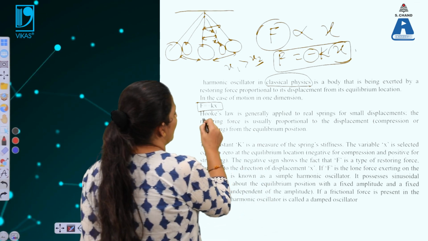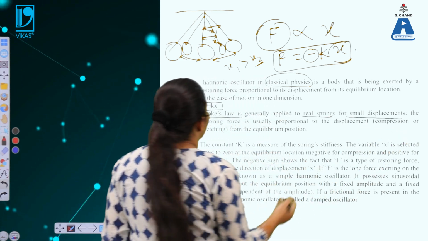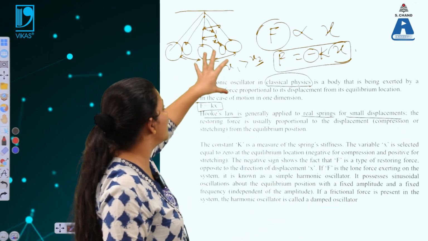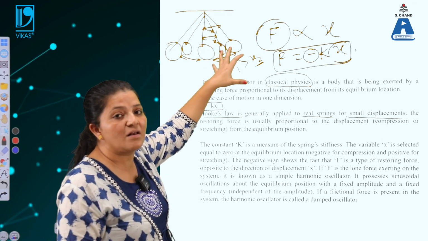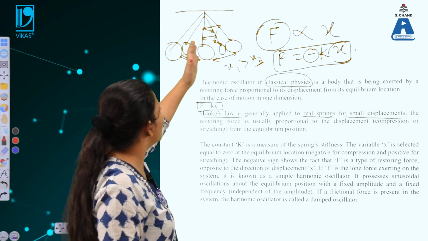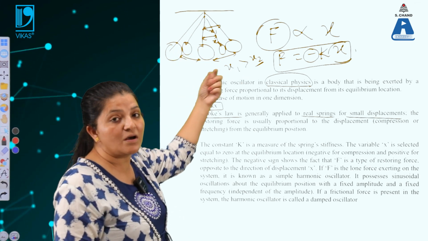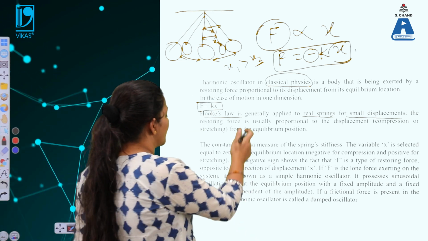So this is Hooke's law, which is applied to real springs for small displacement, and that happens only for small displacement in real life examples. When someone is sitting on a swing, we know that after some time it will come to rest. So that is over here.